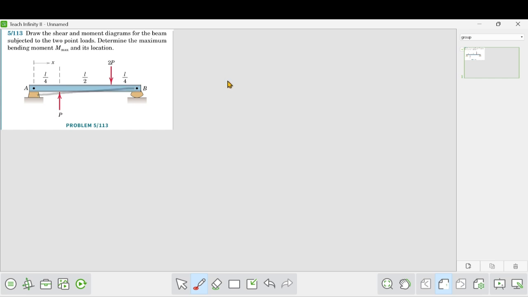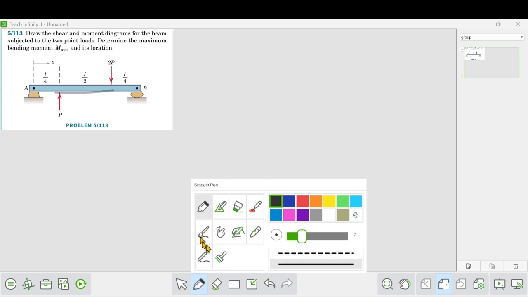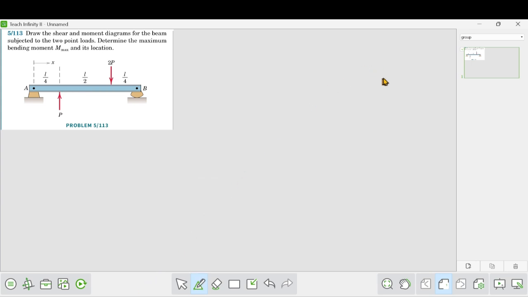Then in this exercise, a beam that is loaded with two active forces acting in the y-axis direction. Our task is to determine the shear force and moment diagram as well as the maximum moment magnitude and its location on the beam. So first we will draw a free body diagram of this loaded beam.